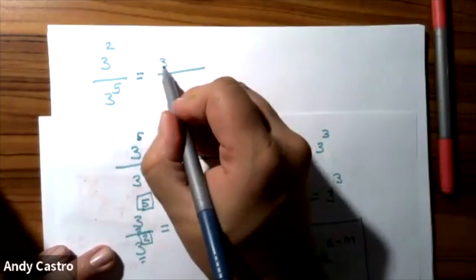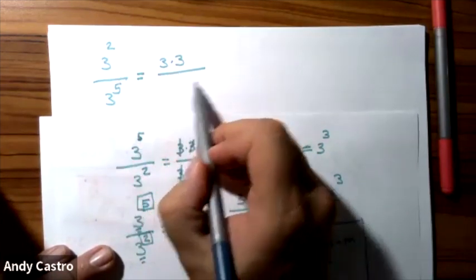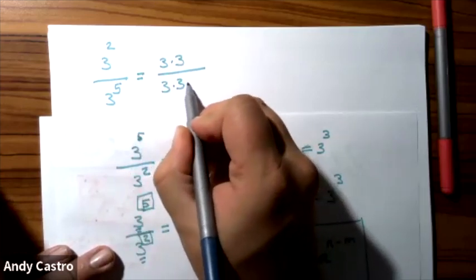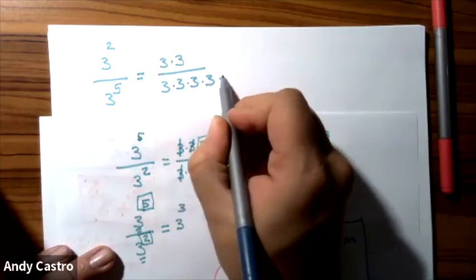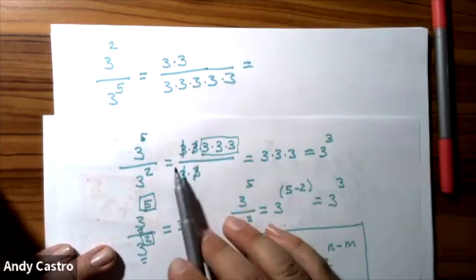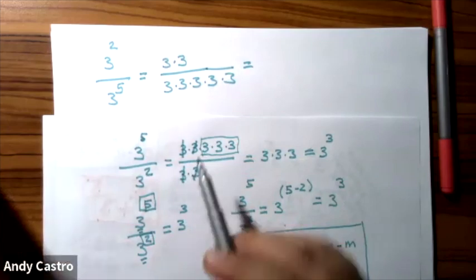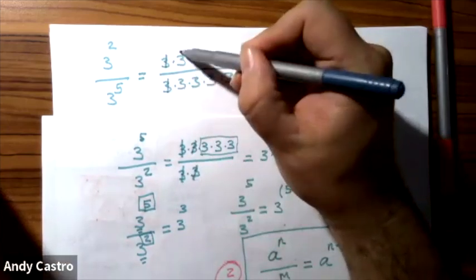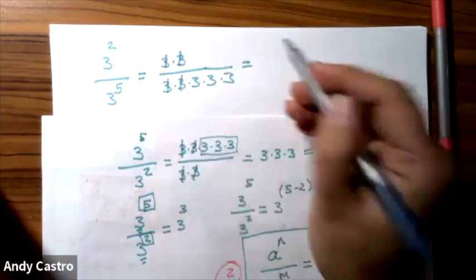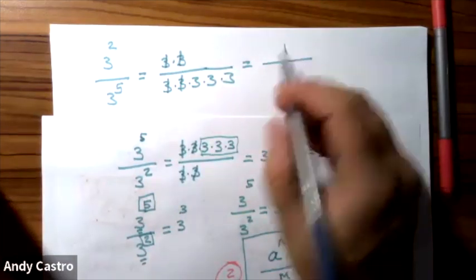So we're going to have 3 times 3 in the numerator. That's my 3 to the second power. And then here in the denominator, I'm going to have 3 to the fifth power. 1, 2, 3, 4, and 5. Just like the ones down here in this example canceled into ones, so these will cancel into ones. So I'm left with 3 over 3 is 1, 3 over 3 is 1. So I'm left with just a 1 in the numerator.